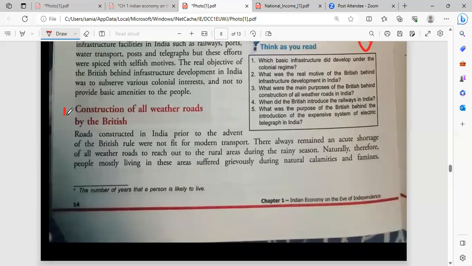Now, the first infrastructure development was the construction of all-weather roads. Most of the roads were local, like the kachcha roads, so during the rainy season they are not sustainable. But all-weather roads can sustain in all weather. Road construction in India prior to the advent of British rule was not fit for modern transport. There was always an acute shortage of all-weather roads to reach the rural areas during the rainy season, so it was very difficult to reach those areas. Naturally, people living in these areas suffered grievously during natural calamities and famines.